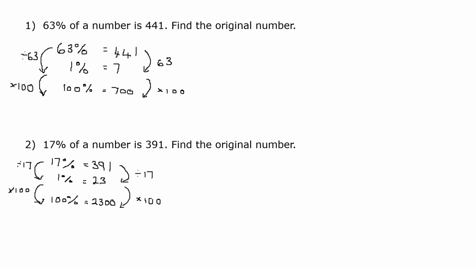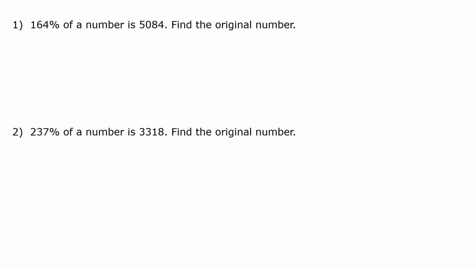So your basic rule for this is if you're given a percentage of a number and the amount that it's equal to, you divide by the percentage to find 1% and then multiply by 100, and that will give you the original number. So now let's have a look at a couple of examples where our given percentage is greater than 100%.